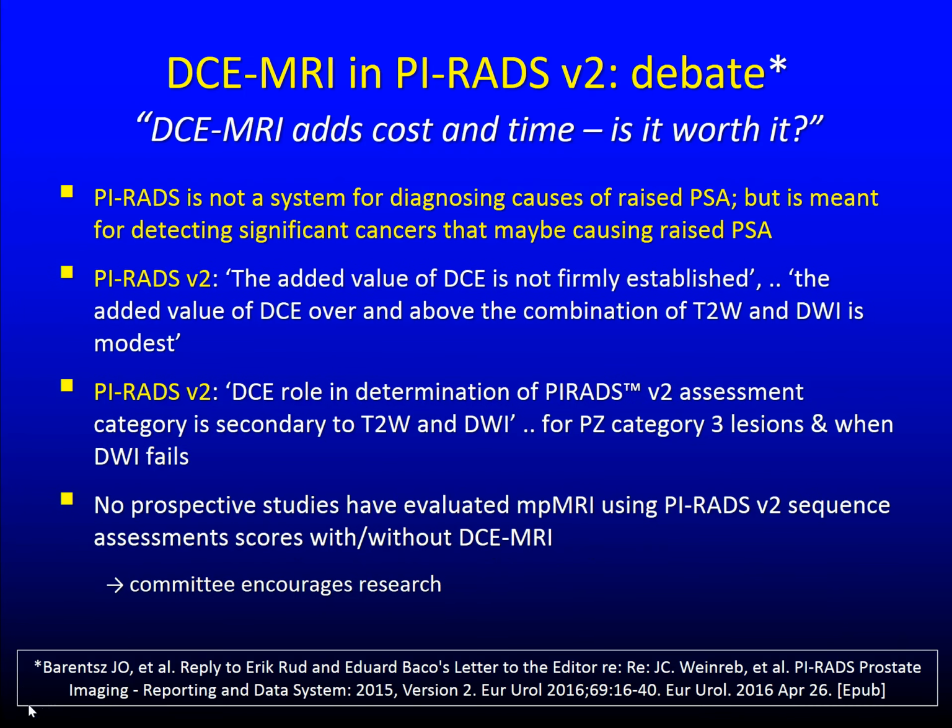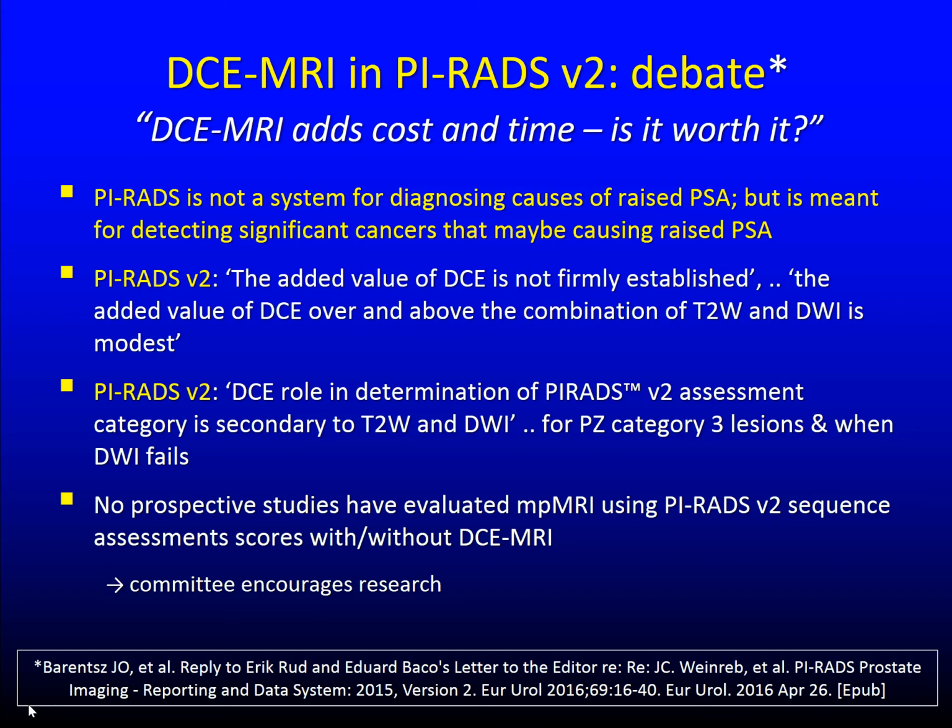So, should the DCE MRI be included in the guidelines? This is an area of debate, and some of you will have seen this recent letter and the response from the PI-RADS committee to this letter in European Urology. The argument is that DCE MRI adds cost and time. Is it really worth it?